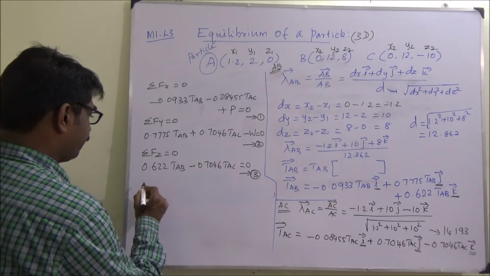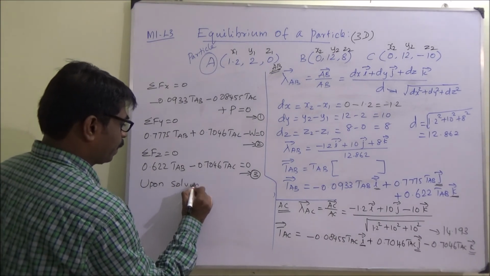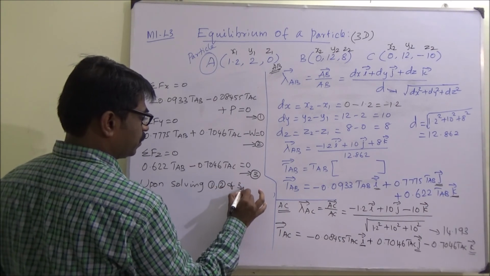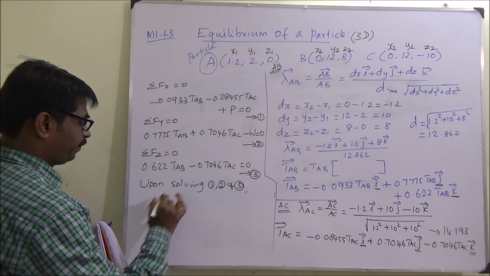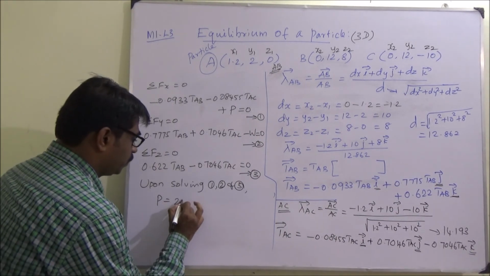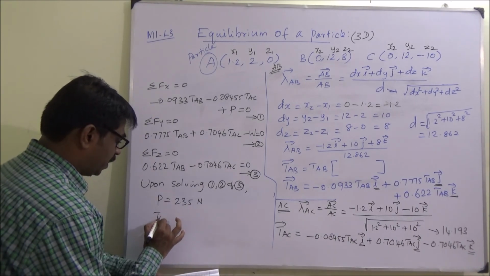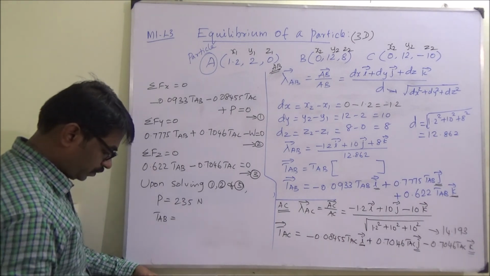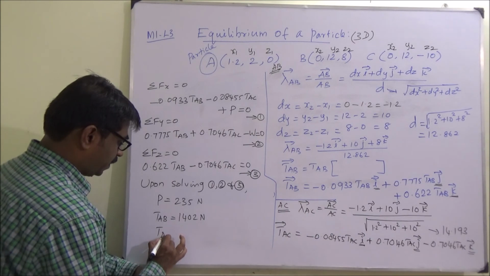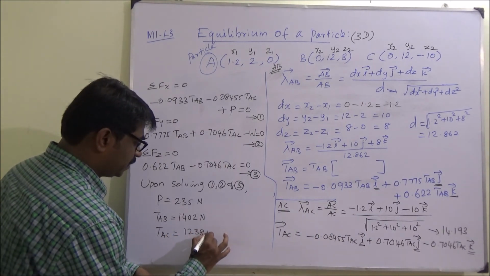Upon solving, P equals 235 Newton, TAB equals 1402 Newton, TAC equals 1238 Newton.